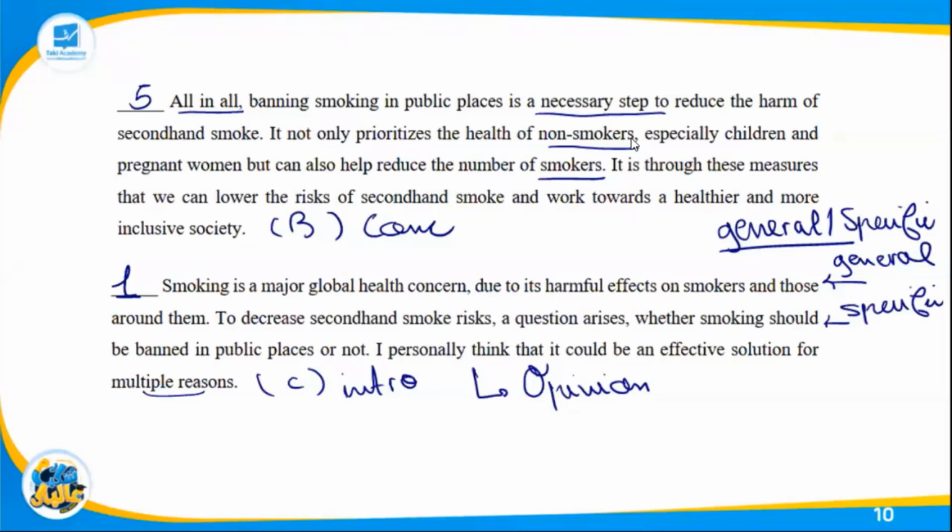All right. You say help, reduce. There might be a mistake. Okay. Prioritizes means to treat something as a priority. Okay? Linkers: we have first, second, finally, or third. All in all, as a conclusion, to conclude. If we want to give a result: as a result, therefore. If we want to add more information, we can say moreover, thus, furthermore. Okay, all right.